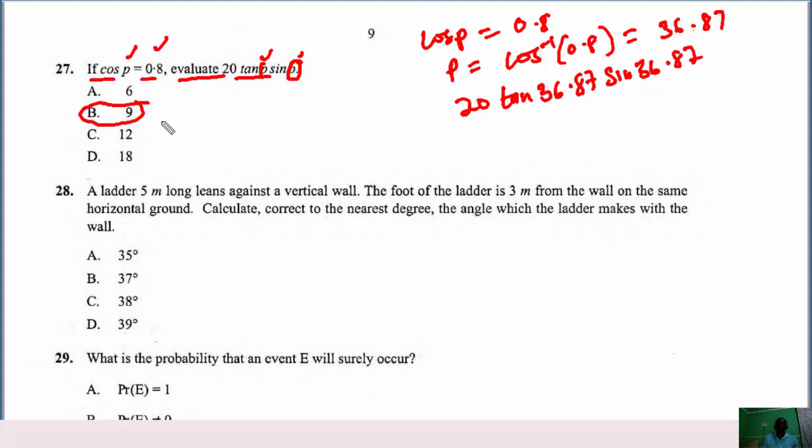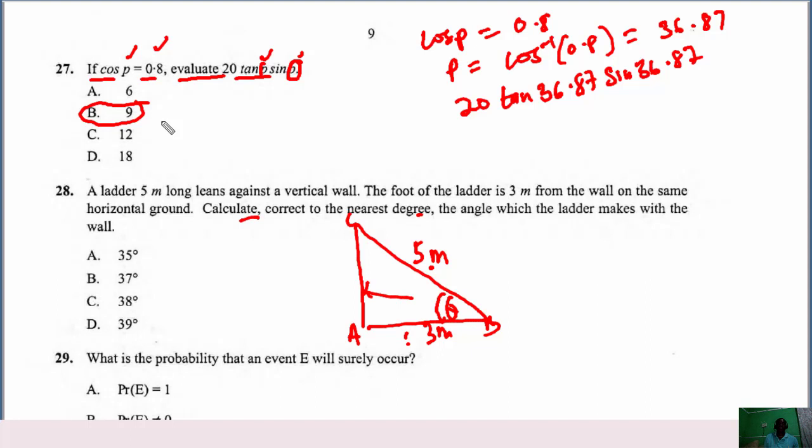Question 28 says that a ladder 5 meters long leans against a vertical wall. So we have a vertical wall and a ladder leans against it. We say that the ladder is 5 meters long. The foot of the ladder is 3 meters away from the wall. So let's call here B, C. So here will be 3 meters, on the same level ground. Calculate to the nearest degree the angle which the ladder makes. So we'll be working for this angle. Here is the opposite, and this is the adjacent and the hypotenuse.